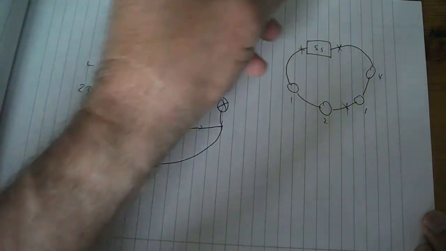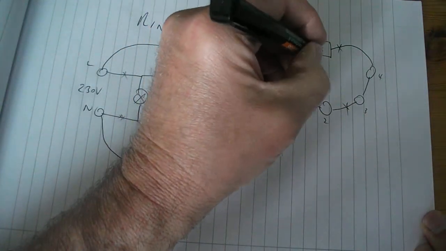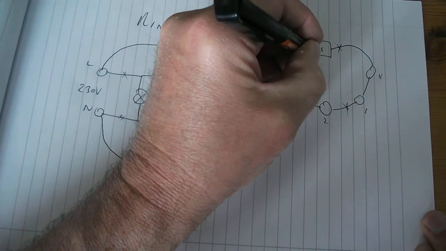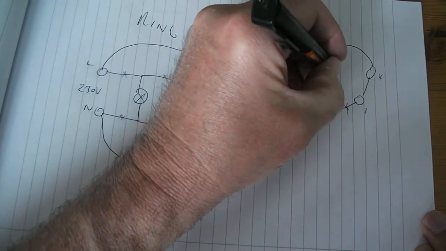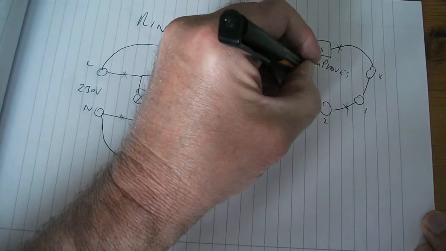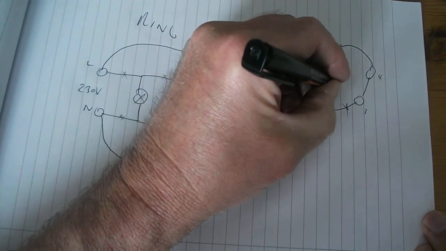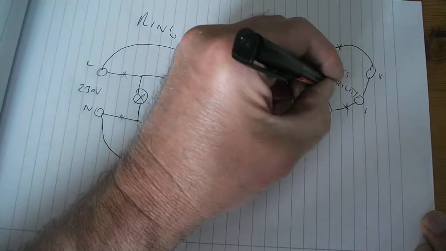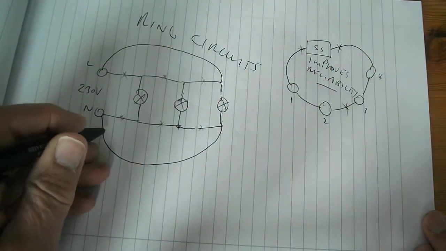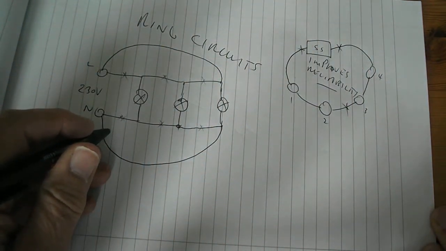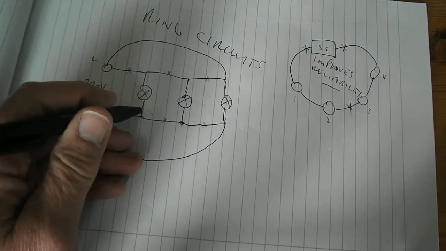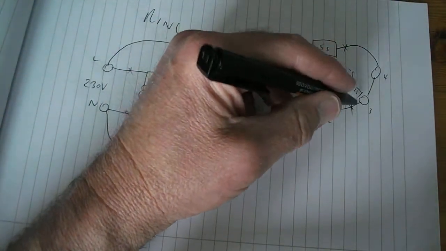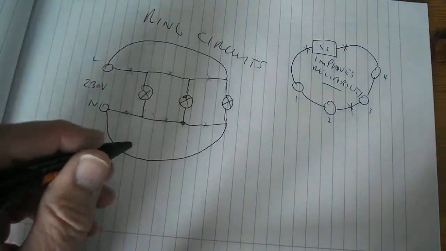So the main reason for using a ring is it improves reliability. That's what you need to remember in a distribution network if you have a ring system. Okay, so that's really why you improve that.